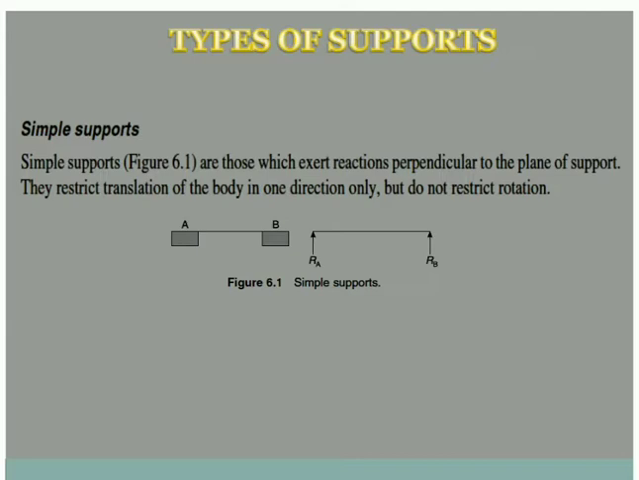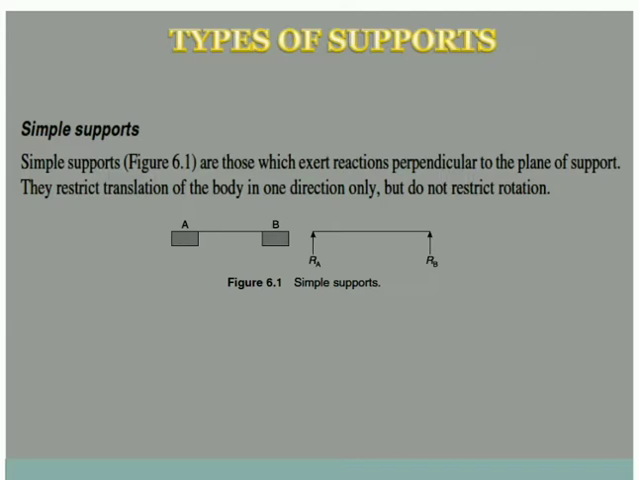Firstly, what we have to mention: it gives reaction in which direction? In the vertical direction only. There is no horizontal and moment reaction because those are permitted. So, remember one thing: if there is a restriction, then there will be a reaction. If there is no restriction, there will be no reaction. Okay, so a simple support is that support which offers restriction or resistance only for the vertical action. Hence, there is a reaction in the vertical direction which you take as RA and RB.